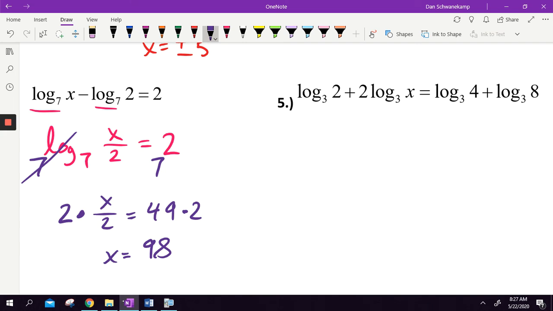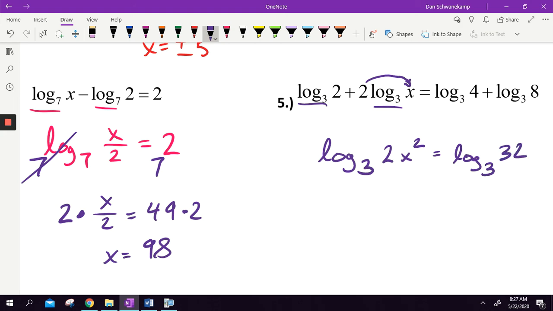2 log base 3 of x, plus log base 3 of 2. Condense: it's really 2 times x squared, because that 2 is in front, is equal to the log base 3 of 4 times 8, which is 32. I've got log base 3s on both sides, so those things can cancel. I get 2x squared is 32. Divide by 2, divide by 2.